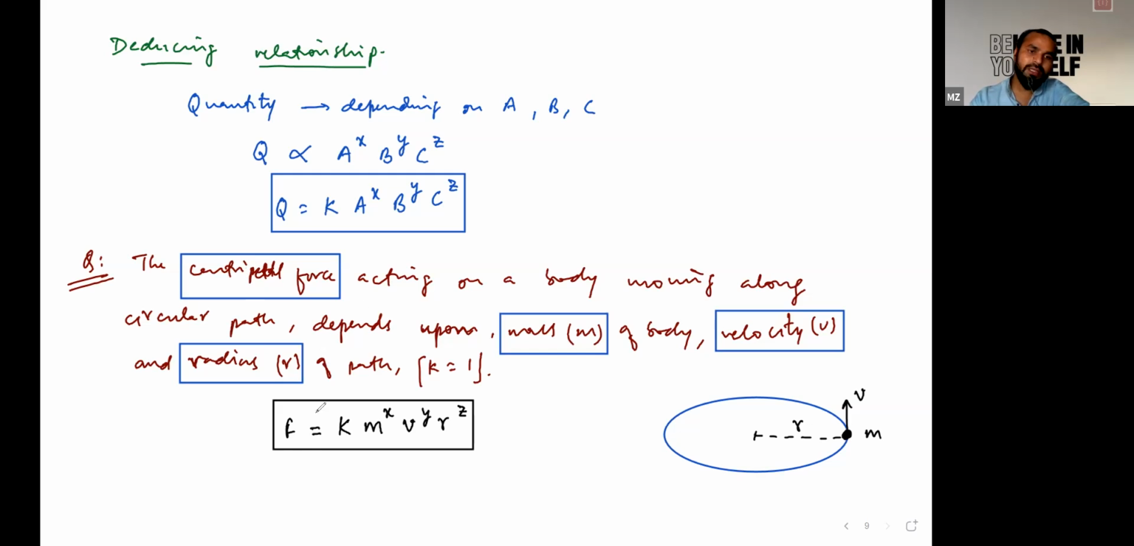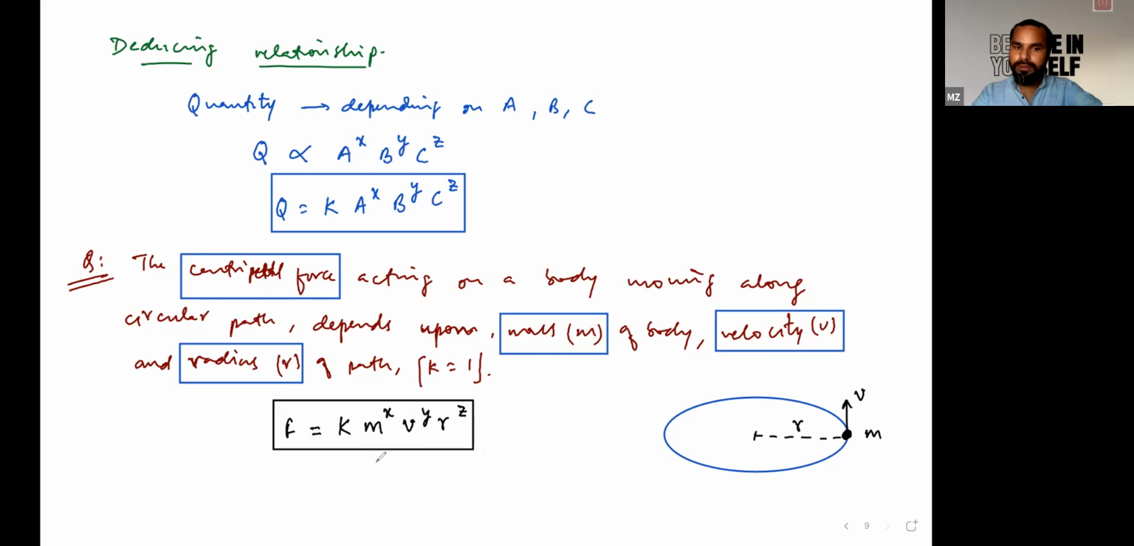So from this information, I have just derived a formula: F, which we have to calculate, is equal to K, some proportionality constant, times the dependency factors: mass, velocity, and radius. Is it clear? Ikra? Yes, sir.